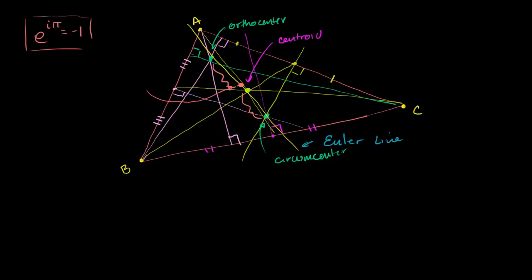It's cool enough that these 3 special points are on the Euler line, but there's actually 4 special points. And actually there's a few more than that that are kind of interesting. So that orange point right over there is the center of the 9-point circle. And maybe I'll do another video just on that. So anyway, hopefully you found that kind of interesting.